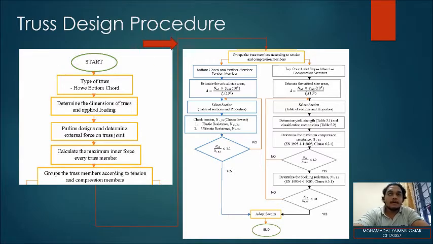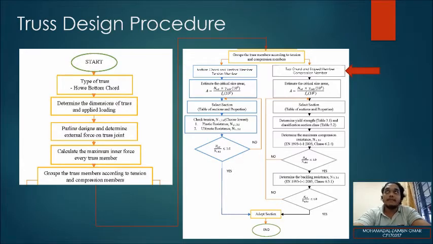For the tension members, which are the bottom chord and vertical members, we estimate the critical size. From the critical size, we select the section by using the table of section and properties. Then we check the tension resistance NtRd, which is the plastic resistance and ultimate resistance. From there, we take the lowest resistance and make sure the resistance is greater than NEd.